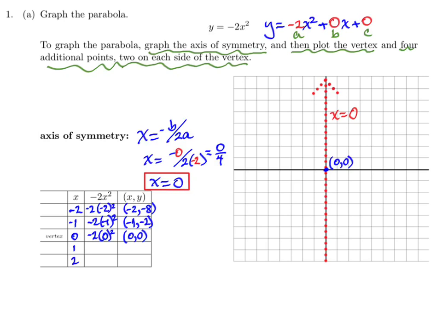And now let's plug in positive 1. We get negative 2 again. And then if we plug in positive 2, we get negative 8 again. So notice that the y-coordinates of the 2 points on the left, those were negative 2 and negative 8, are the same as the y-coordinates of the 2 points on the right, negative 2 and negative 8. And that's because of the symmetry. So let's see what they look like, plotting all those points and labeling them.